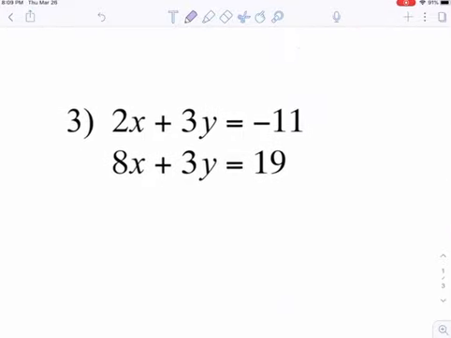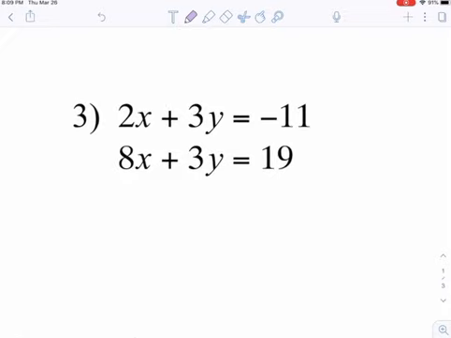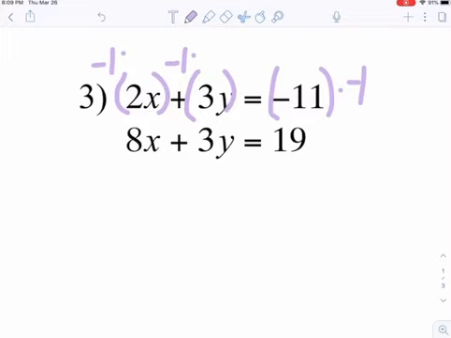Okay, number 3. So I'm good with my variables lining up. I have x's over x's, y's over y's, and my numbers over each other. I see that my y's have the same coefficient, but they're not opposites. So I could actually change one of these equations so that they will be opposite of each other. What I'm going to do is multiply every single term by negative 1. So this is going to become negative 2x minus 3y equals 11.